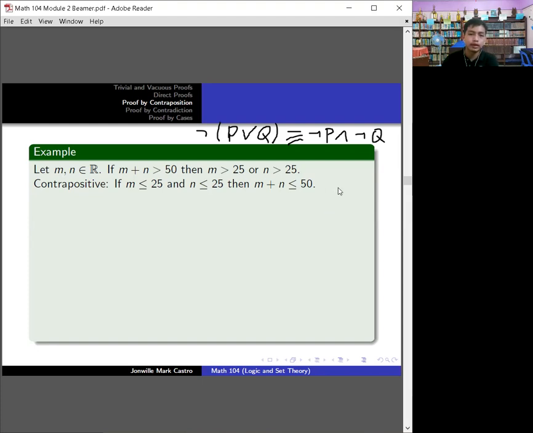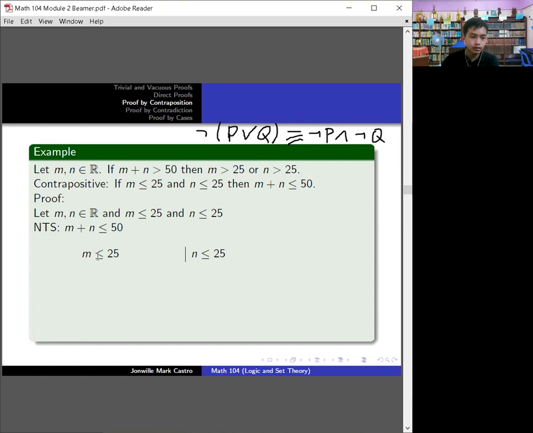Ito ngayon yung ipiprove natin. Let M and N be in R and M is less than or equal to 25 and N is less than or equal to 25. Need to show that M plus N is less than or equal to 50. Okay. So first, tingnan natin sila separately. Si M is less than or equal to 25. Tapos si N is less than or equal to 25.